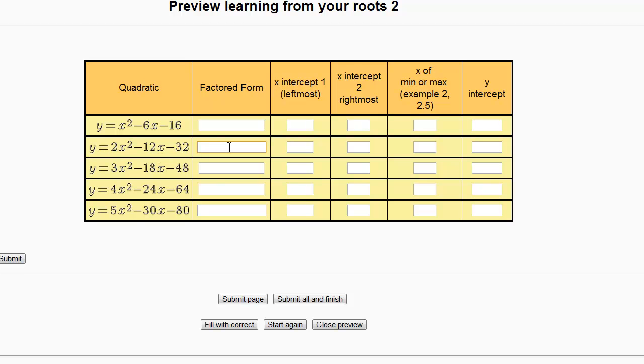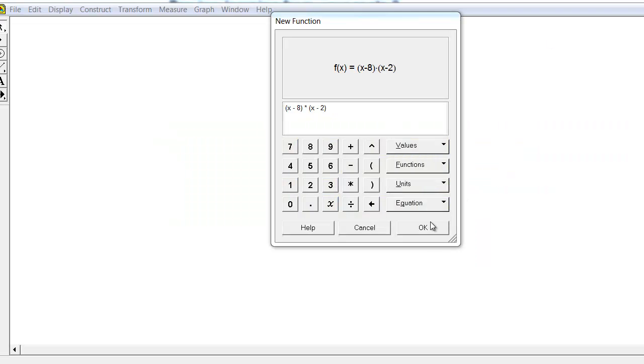by 2. And so when I factor this one, I'm going to type in y equals 2 times, and then I'm going to enter the roots. And in this case, it's looking at the one above it. It's x minus 8 times x plus 2. Now, what I want you to do is, once again, investigate this quadratic and all of its family members.